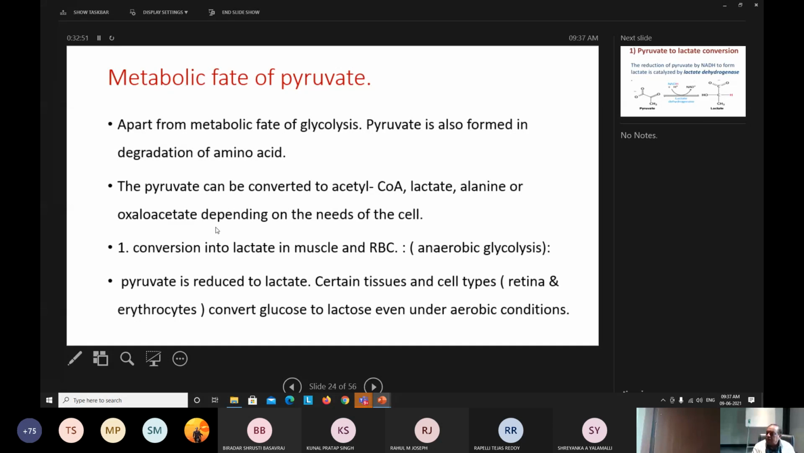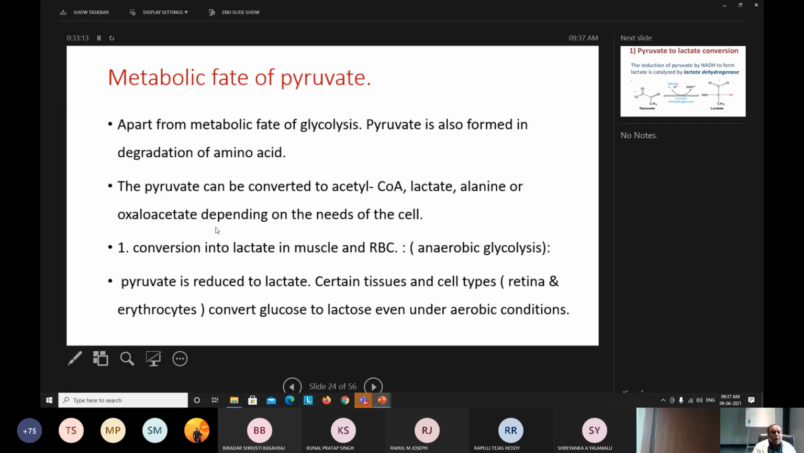We have seen the glycolysis pathway, where glucose enters the 10 steps and gets converted into pyruvate, with the formation of ATP molecules. So once the pyruvate is formed, what is the fate of that one? That we have to know.